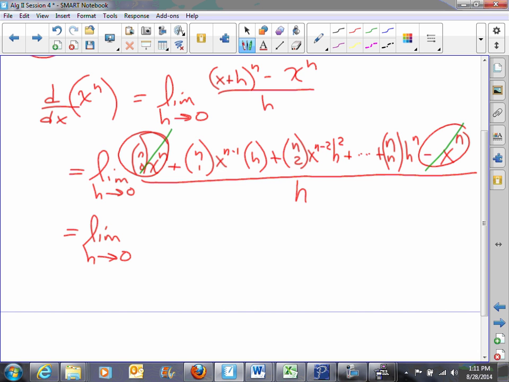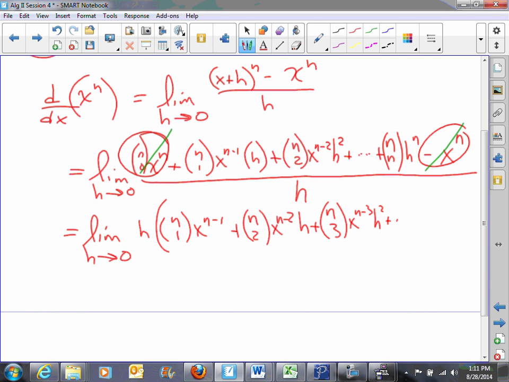So we could take a factor of h out and we're left with n choose 1 x to the n minus 1 plus n choose 2 x to the n minus 2 h plus n choose 3 x to the n minus 3 h squared plus up to n choose n h to the n minus 1. Now, this is still all over h.